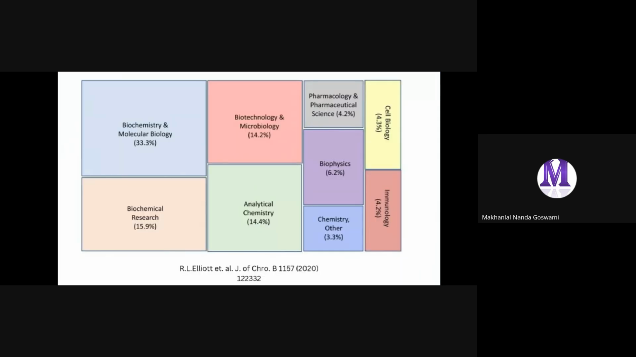Now, this is the pictorial representation of the data which I have taken from one of the journals I had come across while preparing this presentation. So it represents the data of uses of affinity chromatography in various fields.